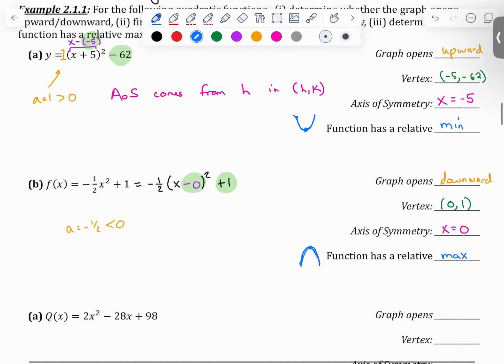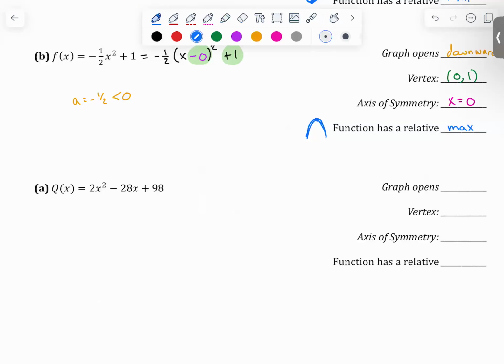The last one here is a little tricky. Well, I guess not really that tricky. It just requires us to do something first. It's not in vertex form. Sad face. So we can't find the vertex yet. There will be a way we'll talk about in one of the future videos, but right now the only way we know to do it is to complete the square. Must complete the square.